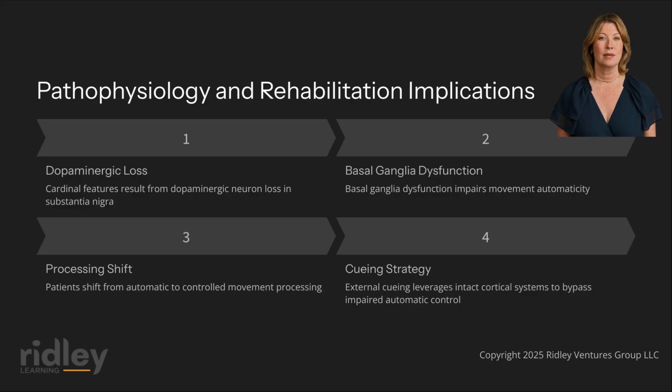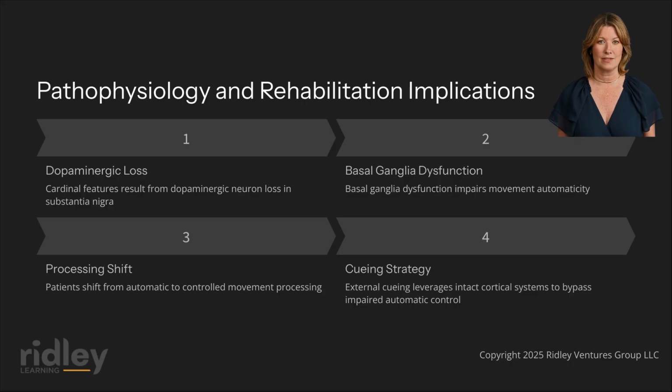Let us now examine the pathophysiology of Parkinson's disease and its implications for rehabilitation. Understanding the pathophysiological basis of Parkinson's disease informs the rationale for specific rehabilitation interventions and guides clinical decision-making regarding intervention selection and intensity. The cardinal motor features of Parkinson's disease result primarily from progressive loss of dopaminergic neurons in the substantia nigra pars compacta, leading to dopamine depletion in the striatum and disruption of basal ganglia circuitry.